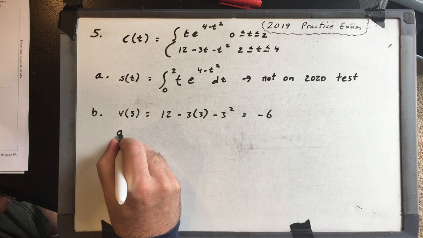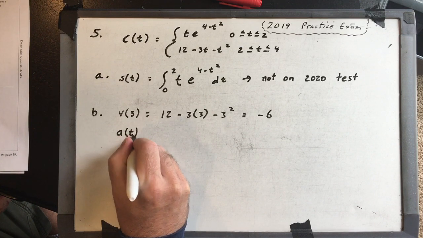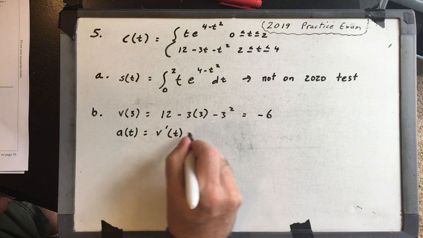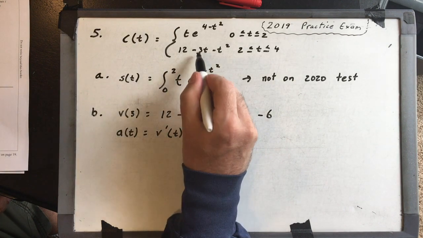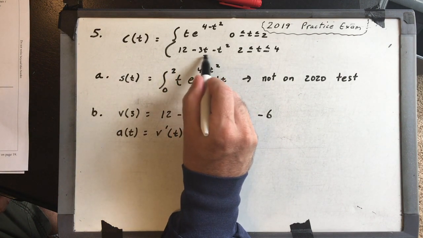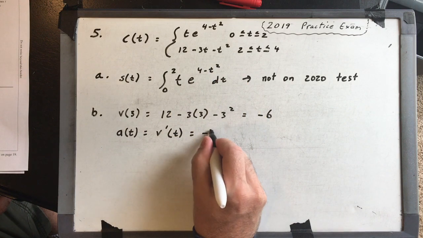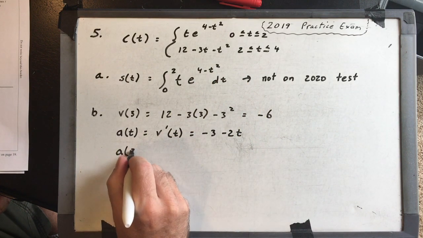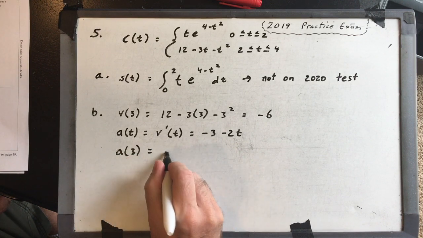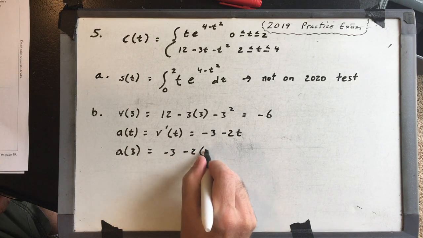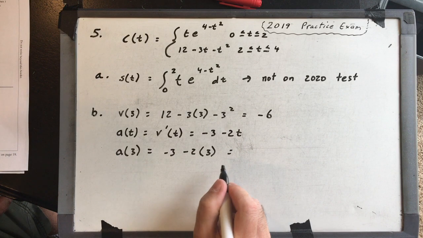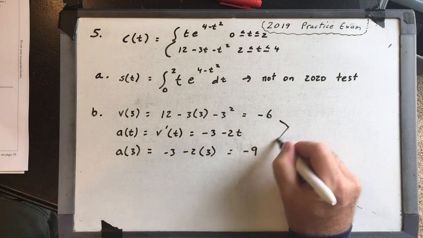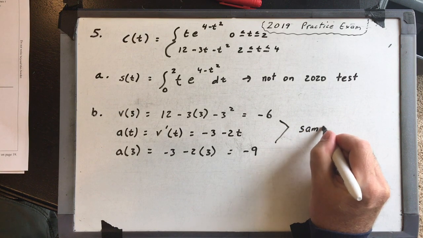Now we have to get a of t, and we get that by taking the derivative of the velocity. The derivative of 12 minus 3t minus t squared is minus 3 minus 2t. So a of 3, we plug in: negative 3 minus 2 times 3. That's negative 9. So they have the same sign, both negative.